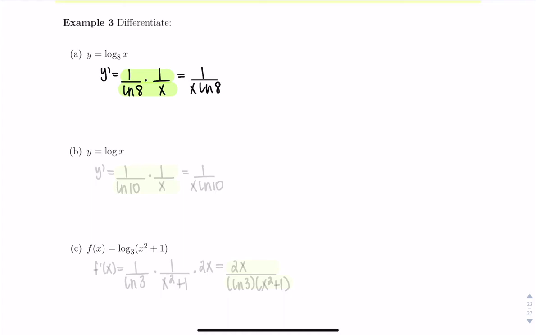Let's try the next one. When I take the derivative, if there's not a base that's written, it's a common log, which means it's ln of 10 times 1 over what we plugged into it, which was x. And again, you can simplify this a little bit. That's 1 over x ln of 10.